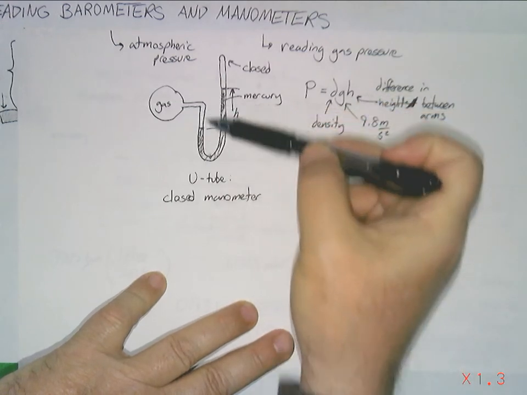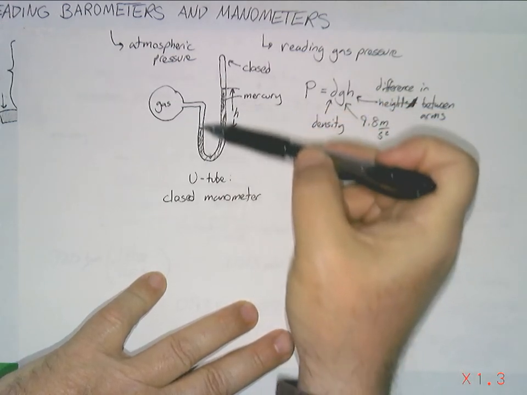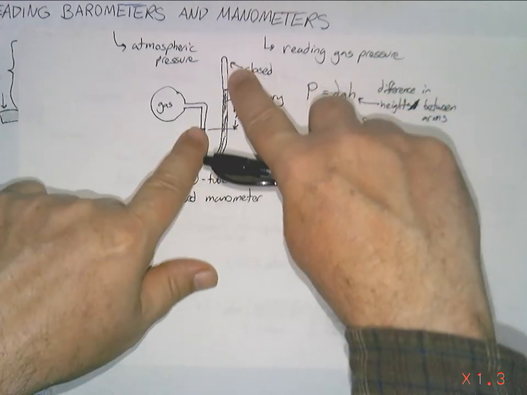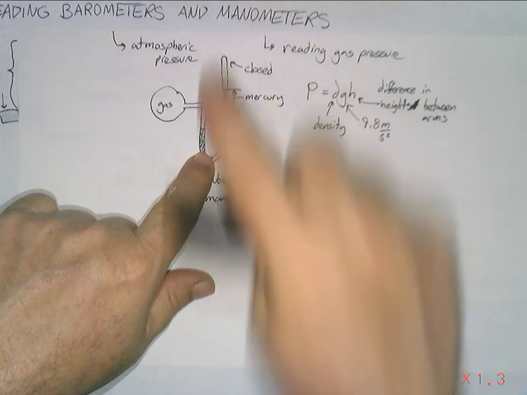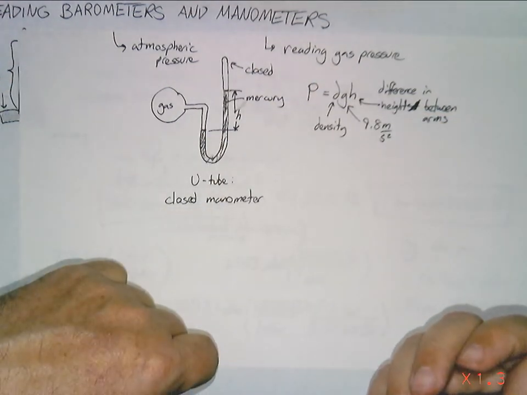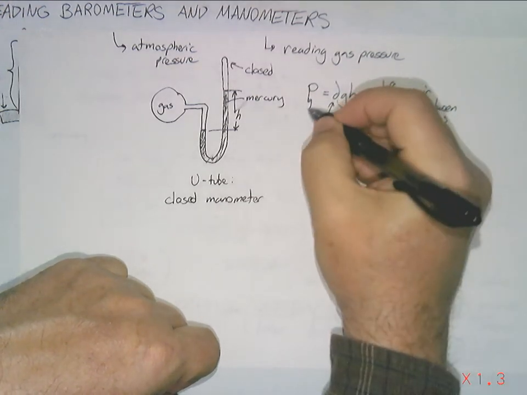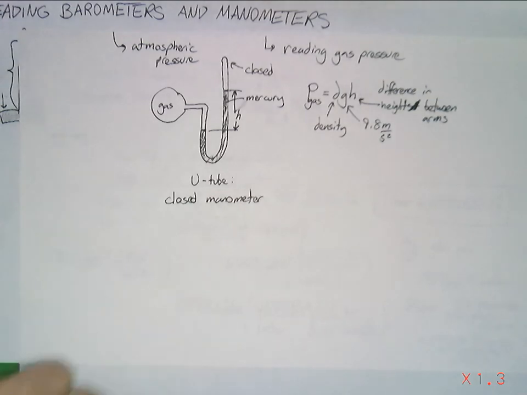If you have more pressure, more gas pressing down on this end, it's going to make this end go down and this end goes up. So you're going to get a bigger height. The bigger this height is, the bigger the pressure of the gas is. So this is the pressure of the gas in this case.